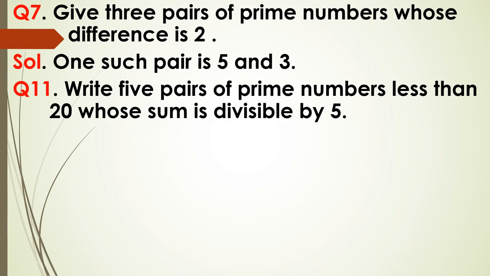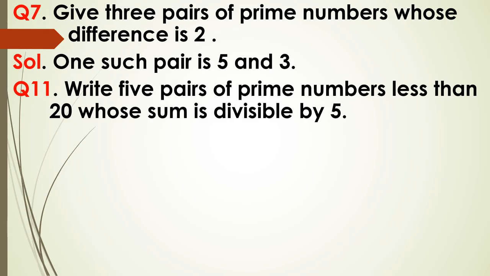Question number 11. Write 5 pairs of prime numbers less than 20 whose sum is divisible by 5. Prime numbers must be less than 20. You can't take more than 20. Now you will not find out difference, you will find out sum. Sum is divisible by 5.